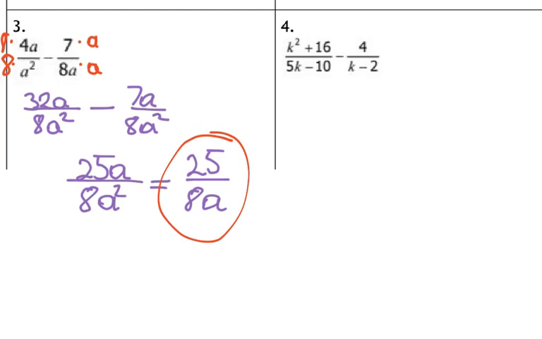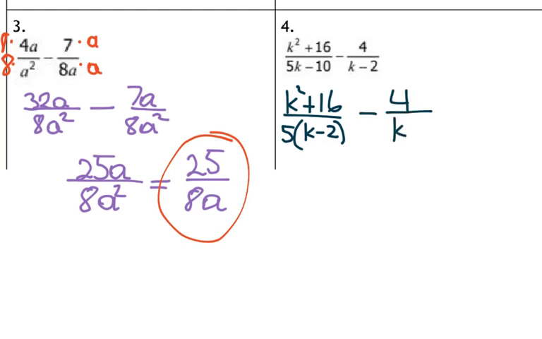Okay, looking at example number 4, it's really difficult to decide what the common denominator can be. So before you start looking for the common denominator, you need to factor anything that you can in both denominators. So if you look at the first fraction, we have k squared plus 16 over 5k minus 10. So 5k minus 10 has a common factor of 5. So let's factor this fraction. So k squared plus 16 over 5 times k minus 2. Okay, the second fraction doesn't have any common factors, so there's nothing to factor.